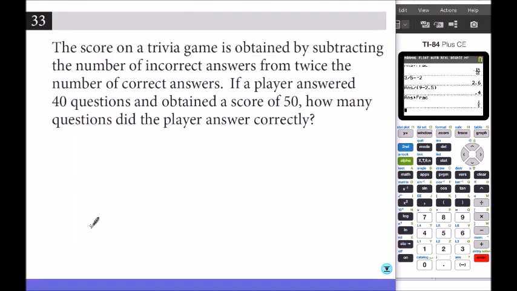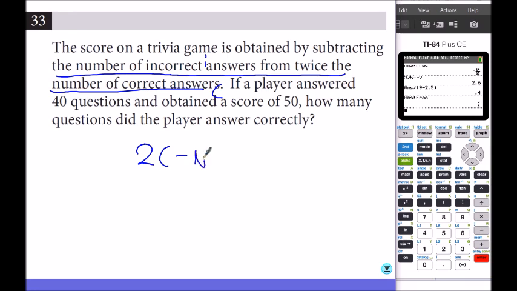33. The score on the trivia game is obtained by subtracting the number of incorrect answers from twice the number of correct answers. So let's call the correct answers C, incorrect I. So it is twice the correct number, 2C minus I, is the score. So if the player answers 40 questions, so C plus I, either correct or incorrect, is 40.